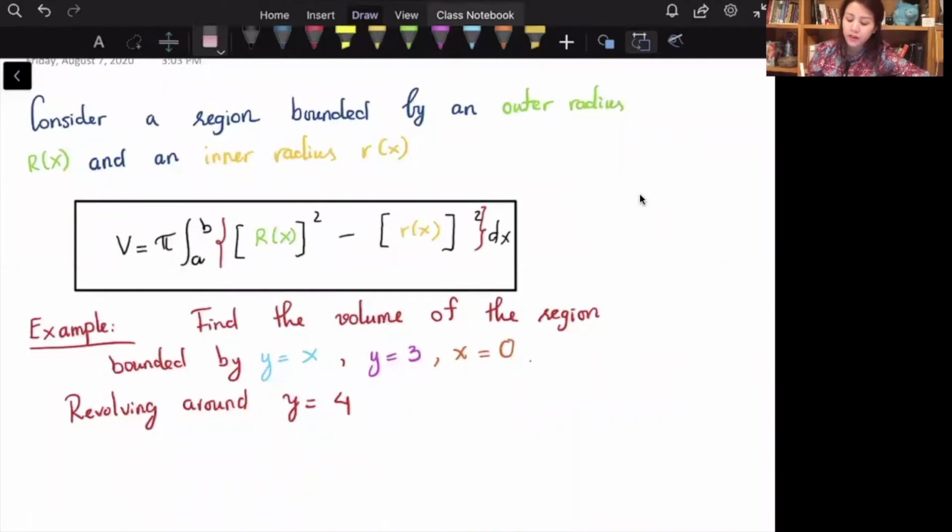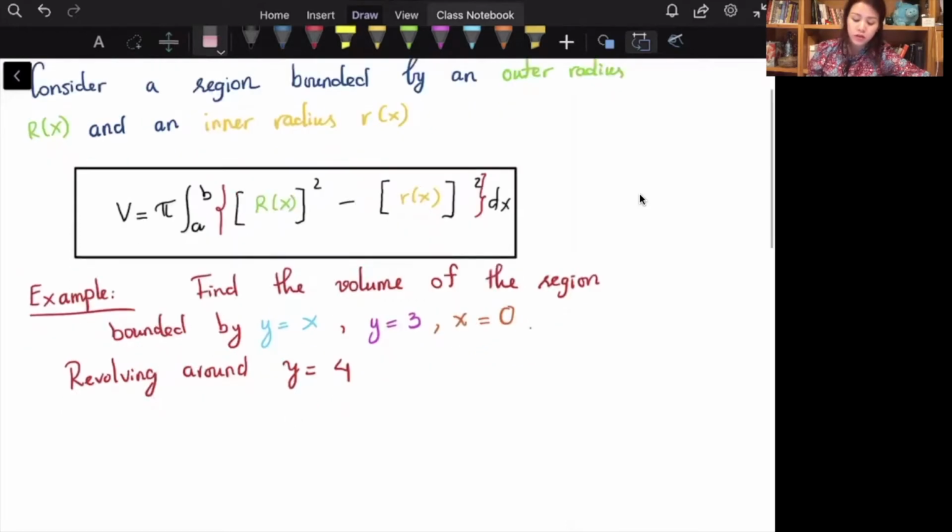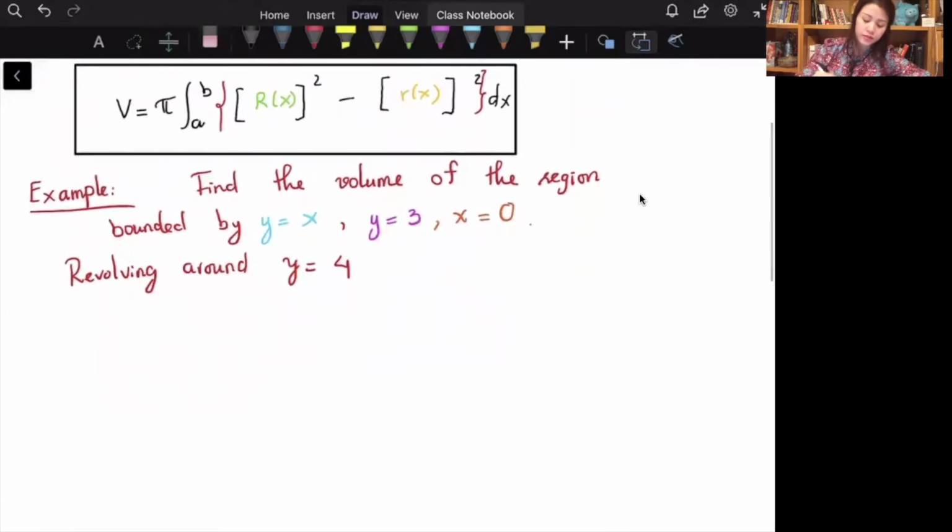So I want to find the volume of the region bounded by the function y equals x, y equals 3, and x equals 0, and is revolving around the horizontal line y equals 4. So first things first, let's sketch the graph. It's going to be in the first quadrant, so I don't care about the other quadrants.